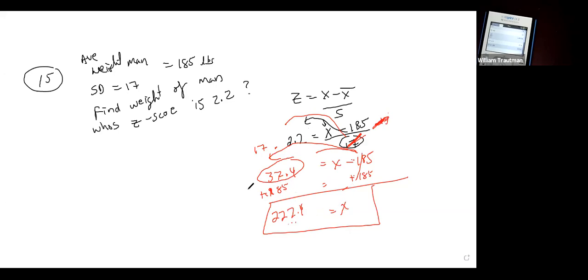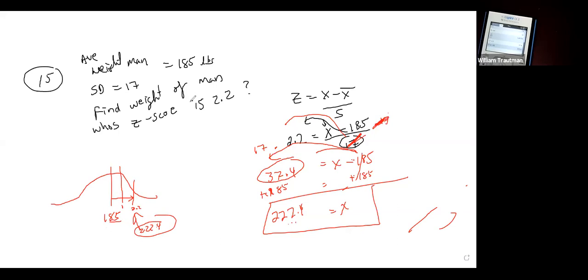If we look at a normal curve, and this is important to understand, the average man was 185. This is a Z of 1. This is a Z of 2. Where's 2.2? Let's call this 2.2. So obviously the weight is going to be more than 185. And we said the weight was 222.4. A Z-score of 2.2 has a weight of 222.4.